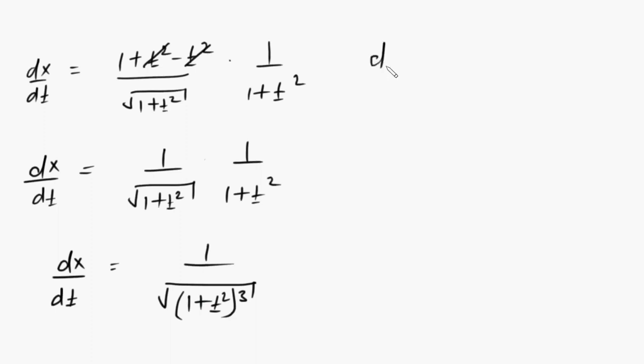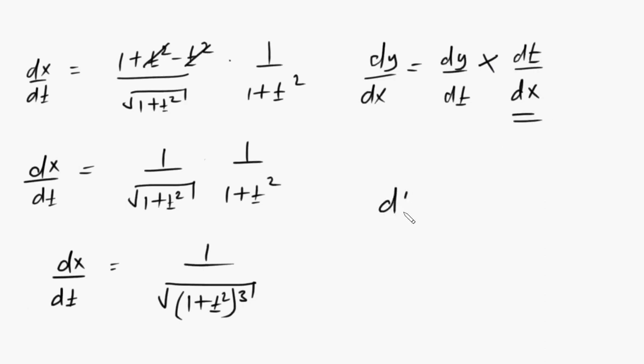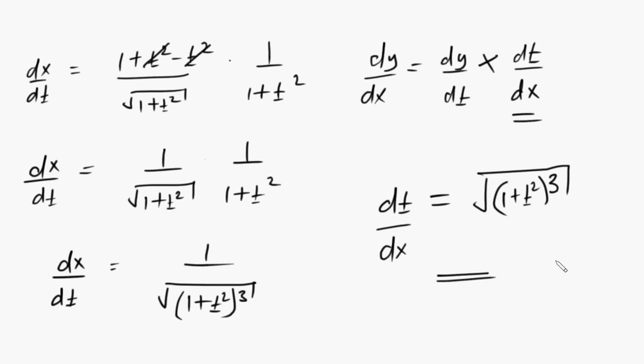Now I want dy dx. I already said dy dx is just going to be equal to dy dt times dt dx. So I must find dt dx. So how do I get dt dx? Okay, here we reciprocate. Because this one also must be reciprocated. It becomes 1 plus t squared power 3. So this one is dt dx.